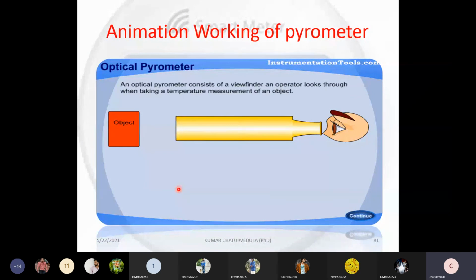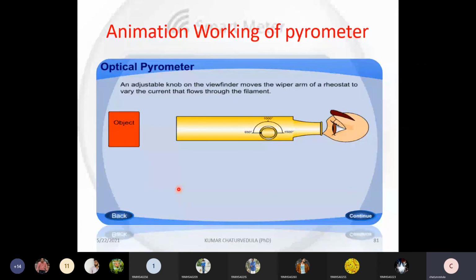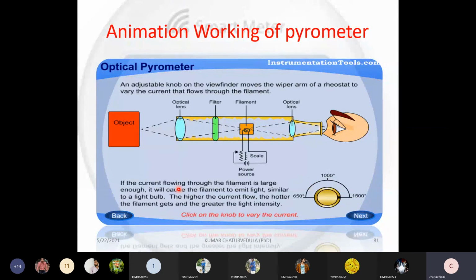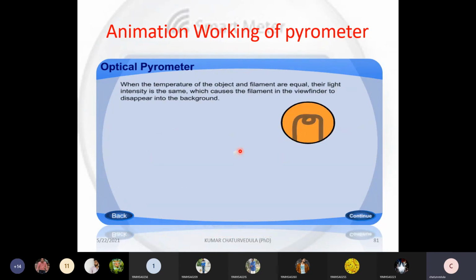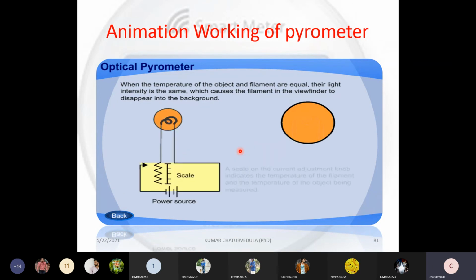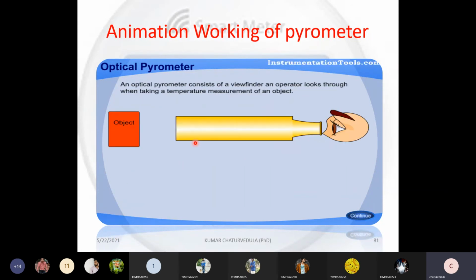Here I am going to show you an animation video of whatever I have explained. Maybe it moves a little bit quick. You can see the variation of the rheostat and the color variation here. You can see the movement of the rheostat and the variation in the colors.